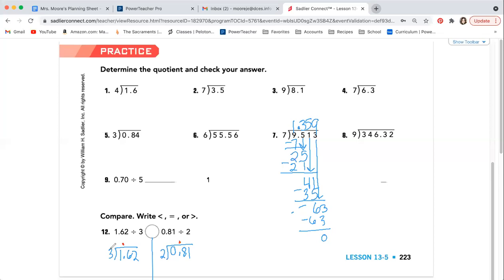And I think to myself, 3 does not go into 1, but 3 does go into 16 5 times, right? So I'm going to just stop there for a second and see if that's enough information for me. Go to the next one. 2 goes into 0 times, but 2 goes into 8. How many times, guys? 4, right?